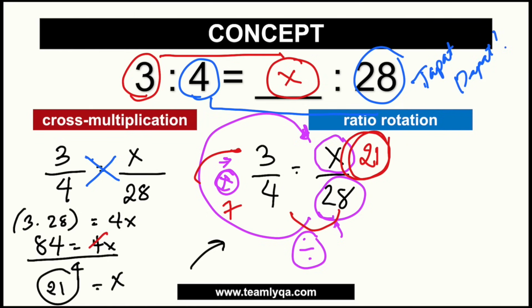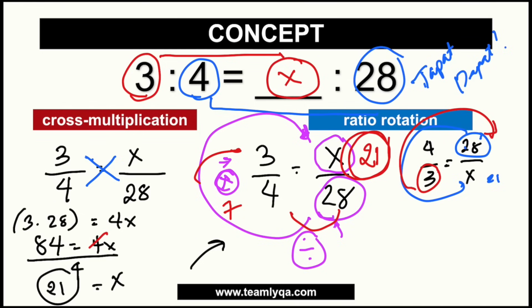Now, another benefit of ratio rotation is, all I have to do is to match yung katapat. Kahit pag balik-tarin ko, pareho pa rin na makukuha kong sagot. So, for example, if I use 4 over 3 instead of 3 over 4, okay lang yan. As long as yung 4, ang katapat niya ay 28 at yung 3, ang katapat niya pa rin ay x. And if you notice, if I do ratio rotation right here, mas maganda pa rin to start here, I will still get 21.